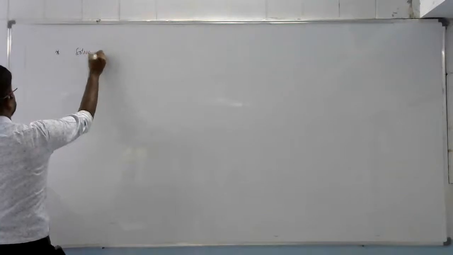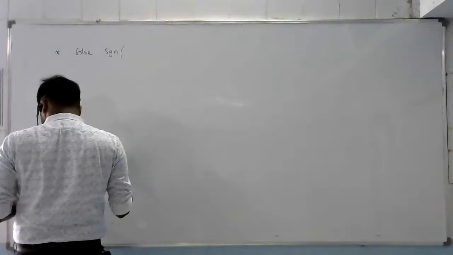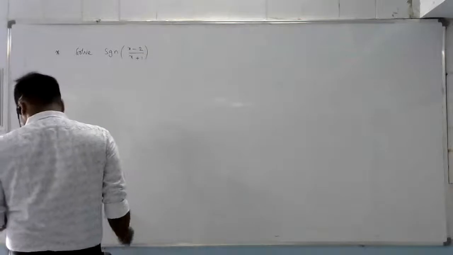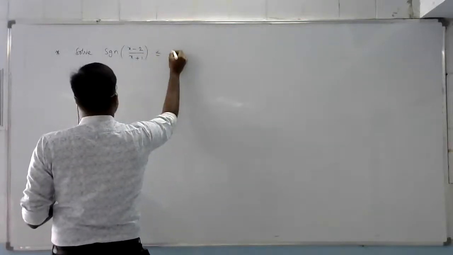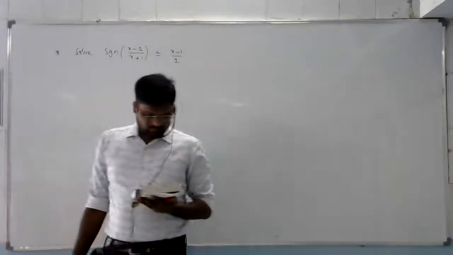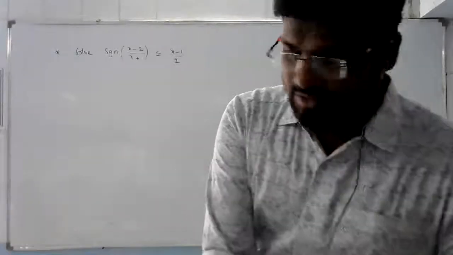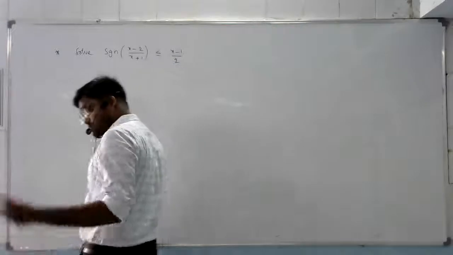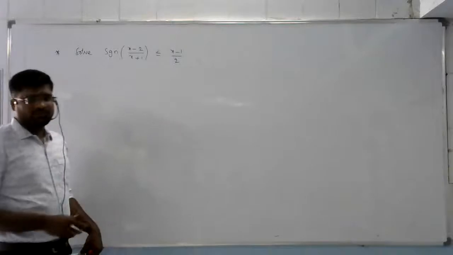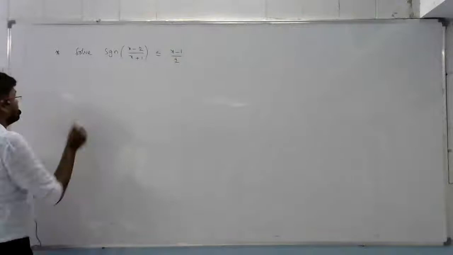Please take down this example also. Good example. Solve signum of (x minus 2)/(x plus 1) less than or equal to (x minus 1)/2. Actually, this question can be solved in two methods. One is analytical method, second one is graphical method. For the time being, I cannot teach you graphical method because straight lines chapter is not yet completed. Okay, later I'll discuss that.